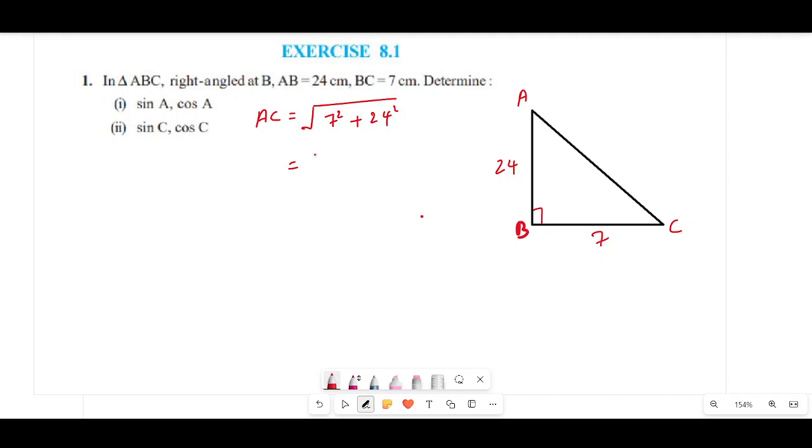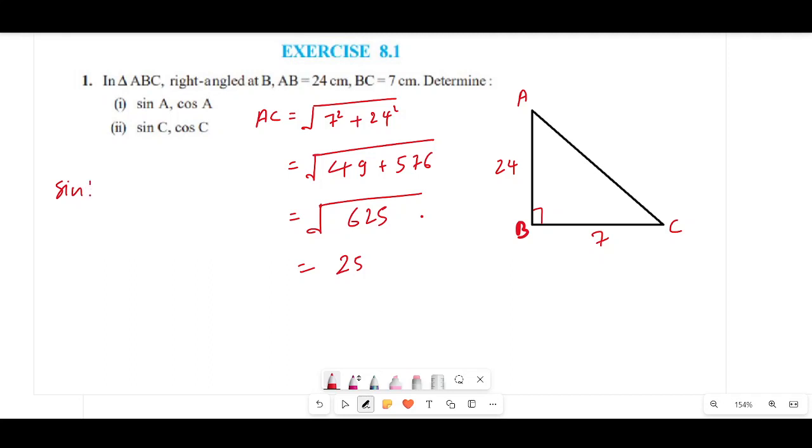Okay, now 7 square is 49 and 24 square is 576. Then what is the value of this? If you add it, you will get 625. And do you know this is the square of 25? Clear?